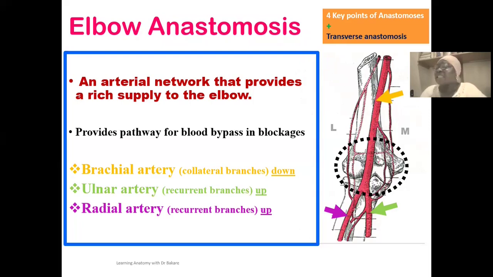And it is important that we highlight the specific regions of the distal part of the humerus where these anastomoses are created.